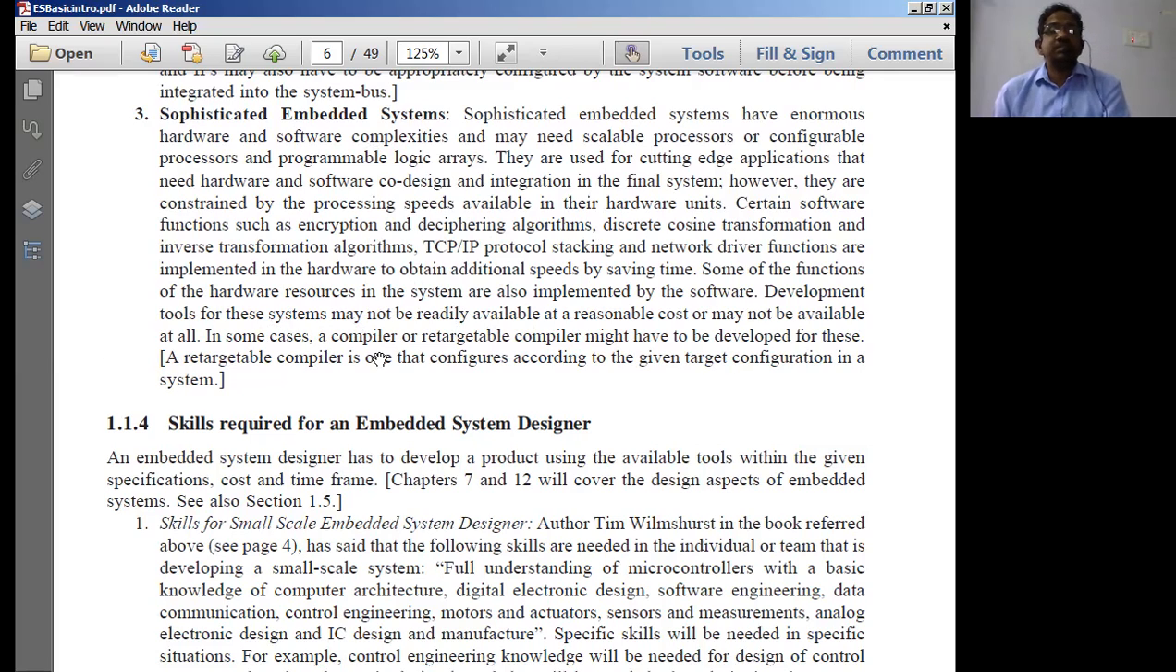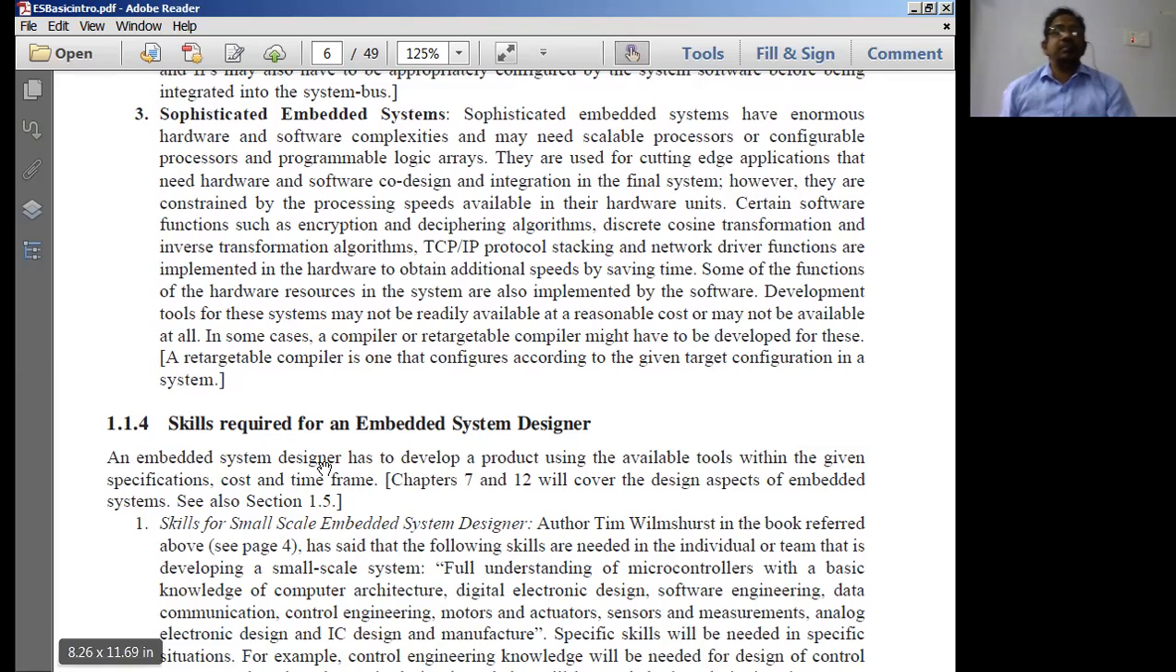So development tools for these systems may not be readily available at a reasonable cost, or may not be available at all. See here, the development tools used to develop such sophisticated embedded systems are not easy, and they are very costly, and they are not readily available, and they cannot be readily available, because they have to be designed based on the appropriate applications, very complex applications such as the Vikram lander application, right? So this is a more complex type of embedded system.